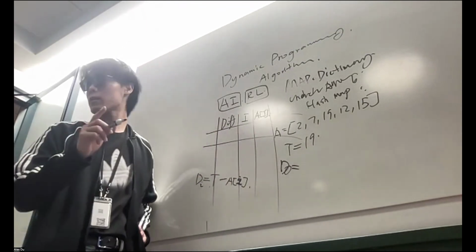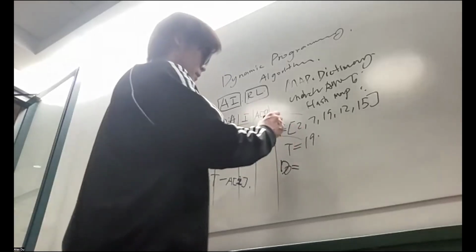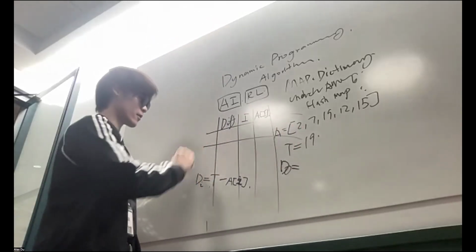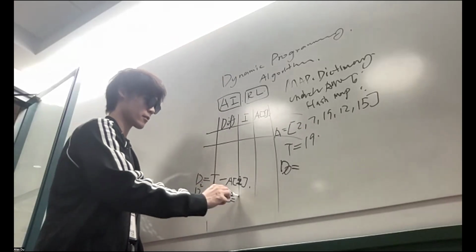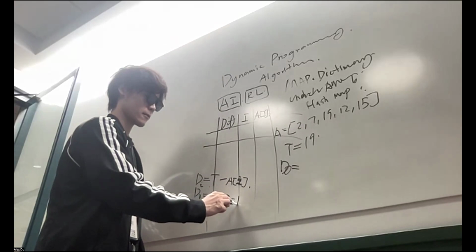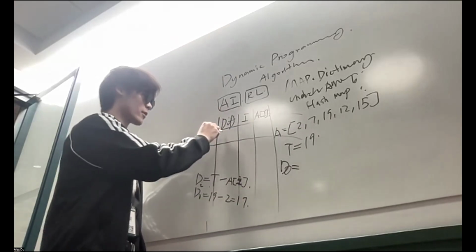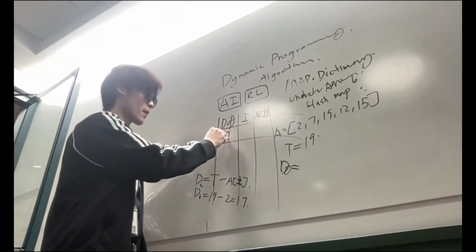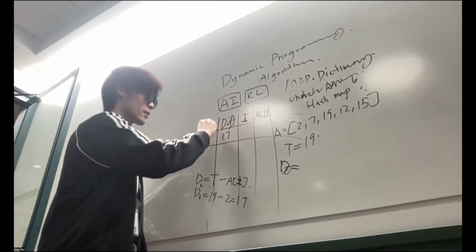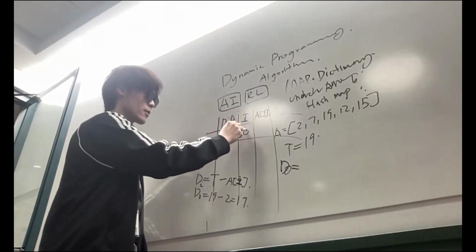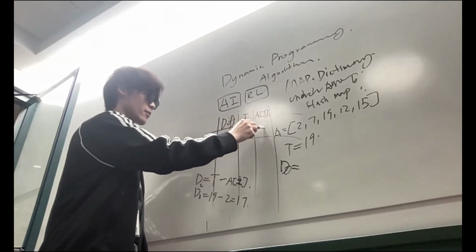So apparently, D0, right? So this is D0. D0 equals 19 minus 2, which is 17, right? 17 is not in the chart, so we put 17 here. We also put the I here, right? So this is basically the key right here. We put 0 here, and we also have the actual data here, which is 2 here.